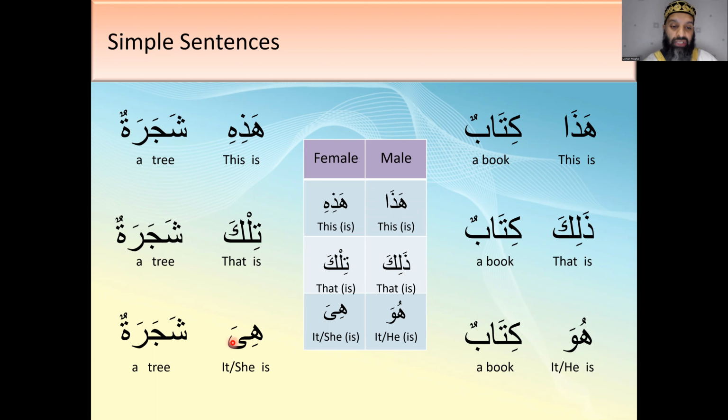And hiya shajaratun here is going to translate as it is, because shajaratun is inanimate. If it was saying hiya ummun, then you would say she is a mother, because it's talking about a woman. Then you're not going to say it is anymore, you're going to say she. So it'll be it or she, depending on what is being spoken about. Same with huwa.